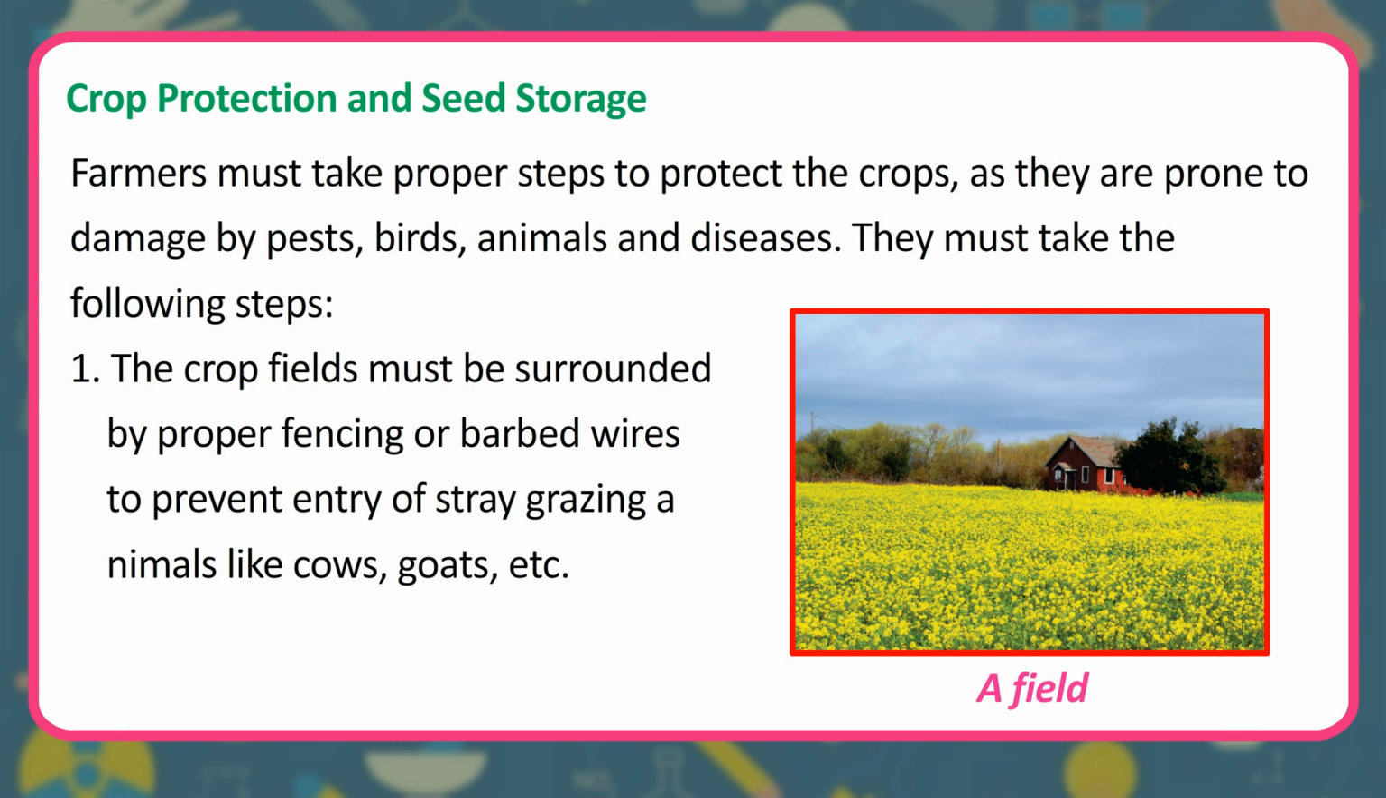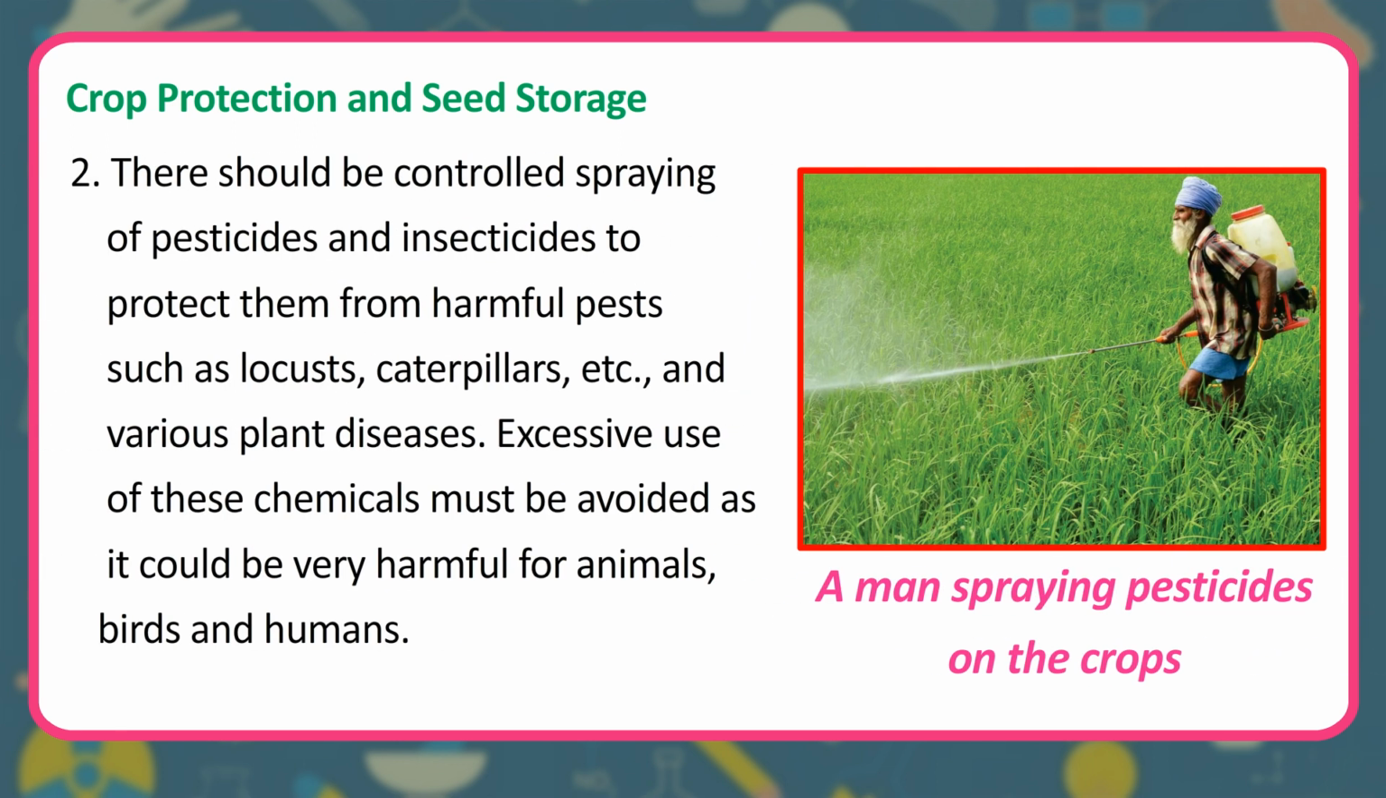1. The crop fields must be surrounded by proper fencing or barbed wires to prevent entry of stray, grazing animals like cows, goats, etc. 2. There should be controlled spraying of pesticides and insecticides to protect them from harmful pests such as locusts, caterpillars, etc., and various plant diseases. Excessive use of these chemicals must be avoided as it could be very harmful for animals, birds and humans.